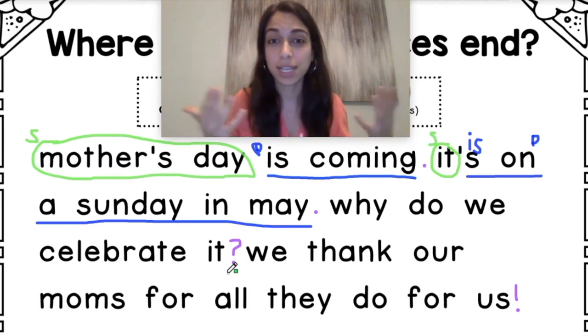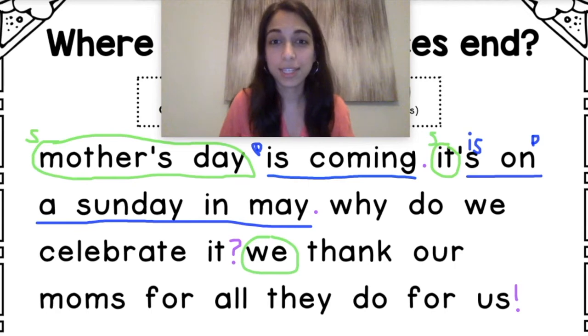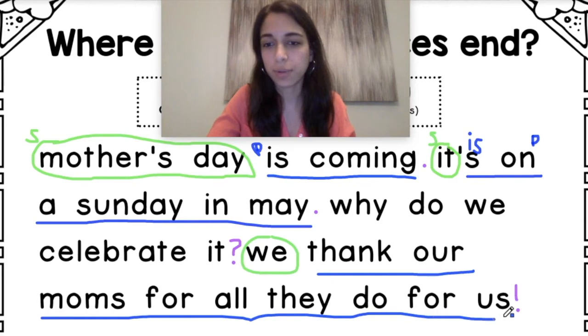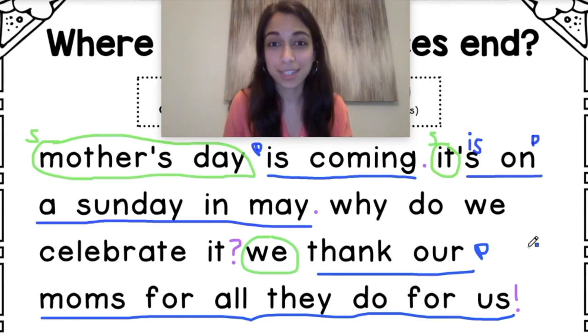All right, so, "We thank our moms for all they do for us." The subject is what the sentence is about. In this sentence, "we" is the subject. We are the ones doing the action. And the predicate would be "thank our moms for all they do for us." That whole thing is the predicate. So those were all complete sentences.